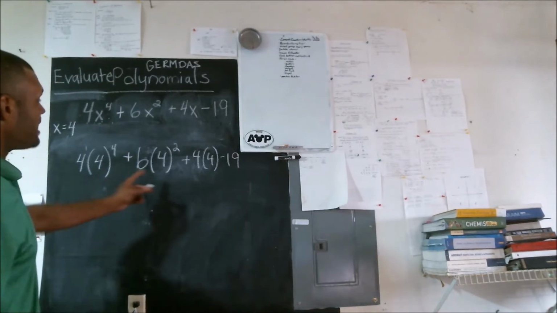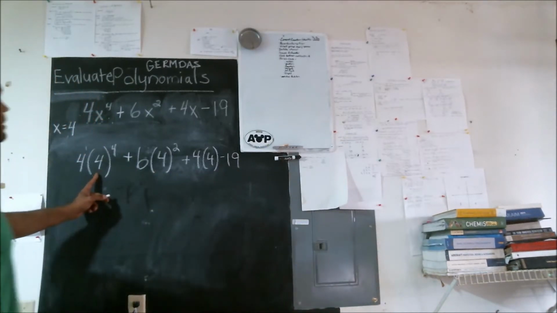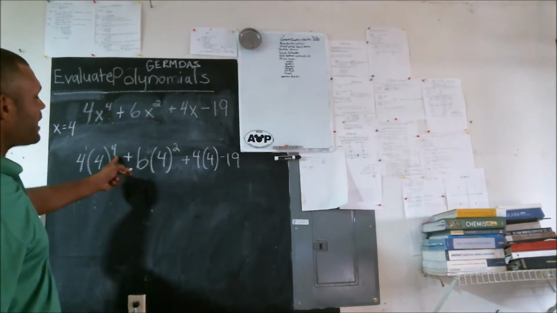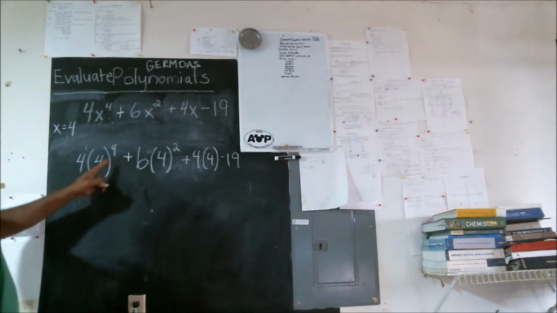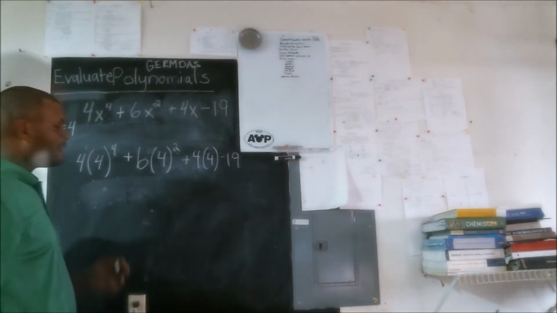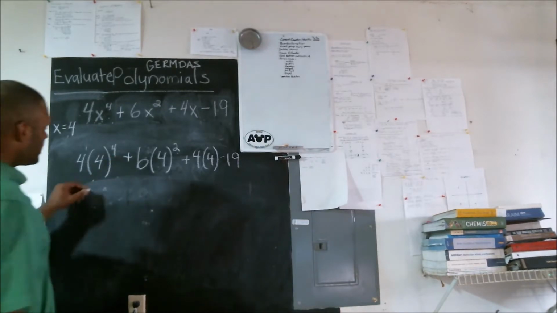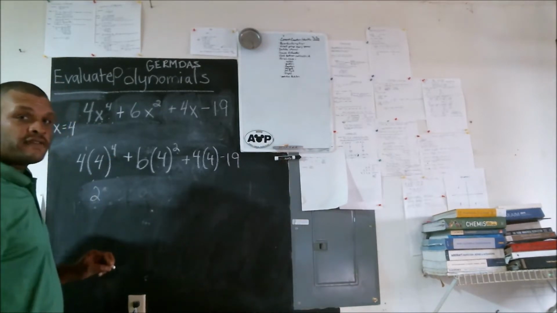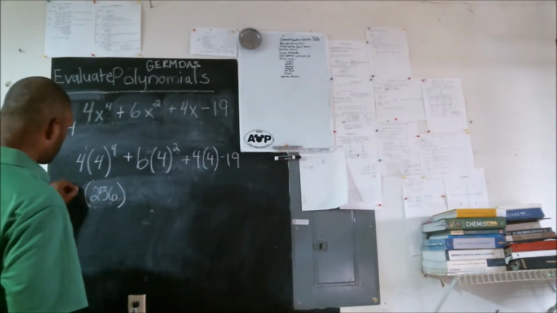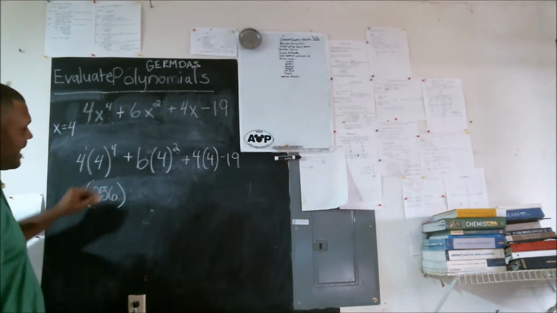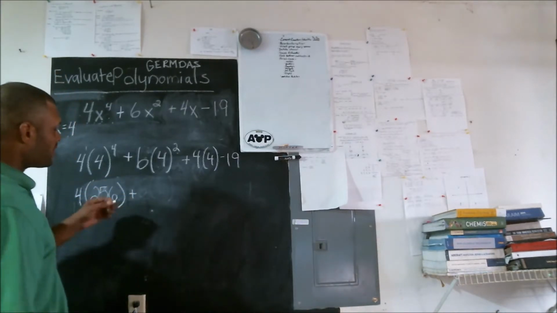So our first thing, do we have any groupings? We don't. We do have exponents, so we have to evaluate the exponents first. We're going to evaluate the exponent of 4 to the 4th power. So we have 4 times 4 times 4 times 4. That's going to give us 256. We're going to multiply that by 4. Remember, you want to bring it down in each calculation that you do, in your line item.